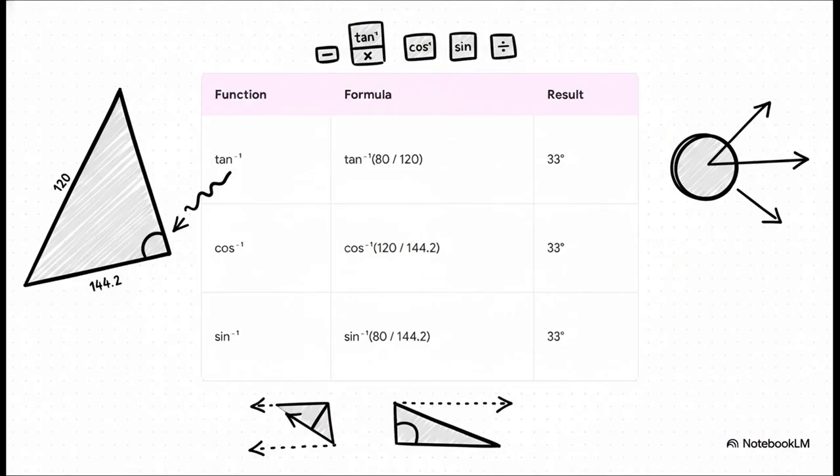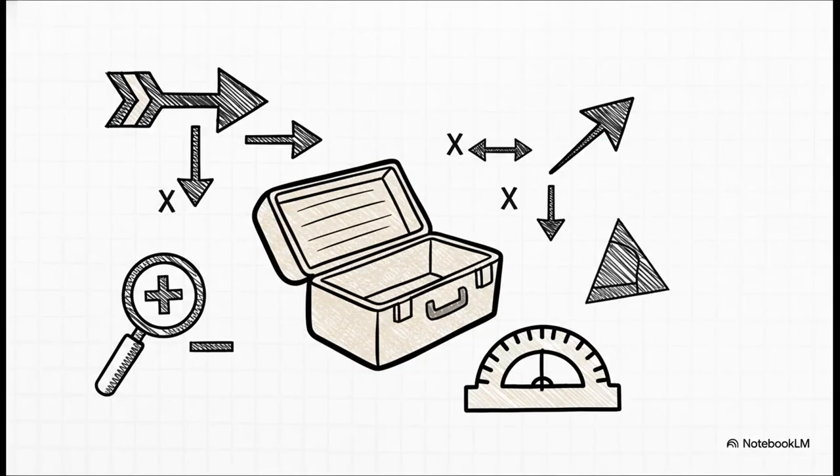Now this part is brilliant. Because we know all 3 sides of our triangle, the 2 components we started with, and the hypotenuse we just found, we can use any of the inverse trig functions to find the angle. You can use inverse tangent, inverse cosine, or inverse sine. Look at that. They all give us the exact same answer, 33 degrees. It's foolproof. So let's just do a quick recap of the powerful new toolkit you've just built.